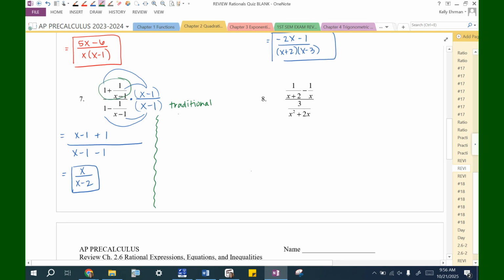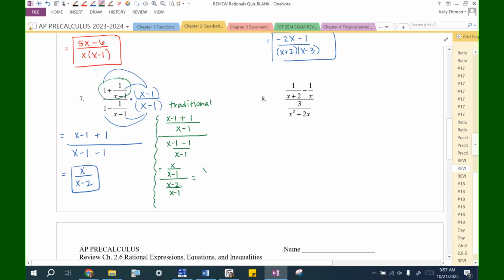So let's get a common denominator of x minus 1. And 1 gets multiplied by x minus 1. And then you add to that the other fraction, which already had the denominator, so plus 1. Do the same thing in the bottom. The common denominator down there is x minus 1. 1 gets multiplied by x minus 1, and then you have this other minus 1 in here. And then we clean things up. X over x minus 1 over x minus 2 over x minus 1.